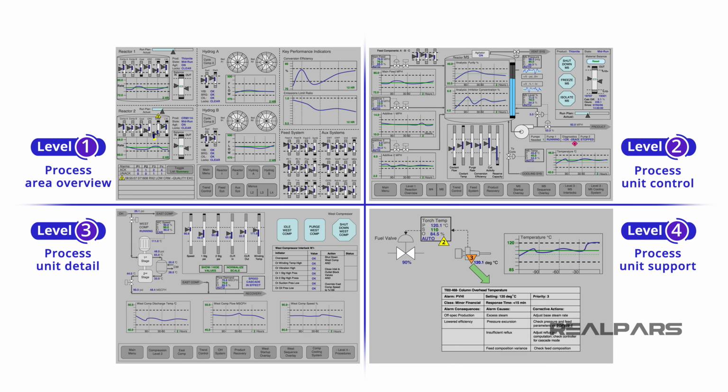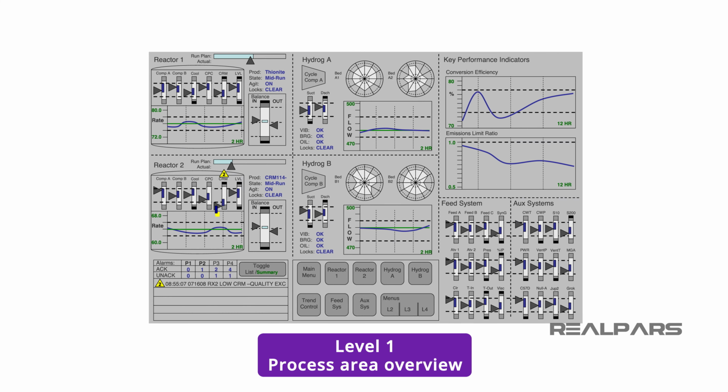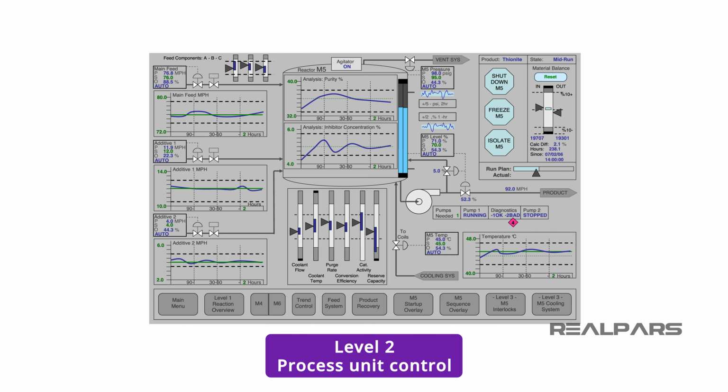Okay, let's review what we've learned in this video. Level 1 display is the situational awareness display, and only one Level 1 display is needed in a high-performance HMI. Level 2 displays are accessed from Level 1 and provide a picture of the process and the equipment within it.